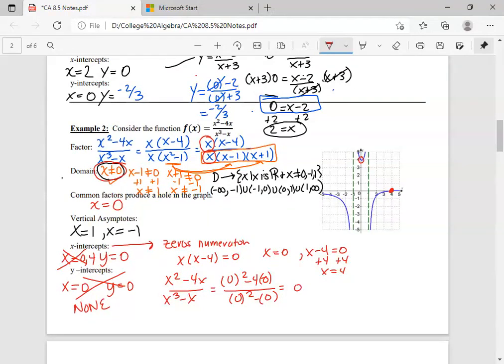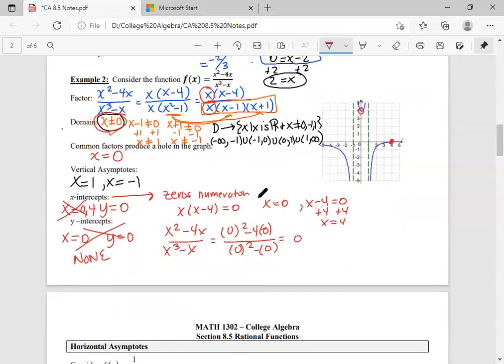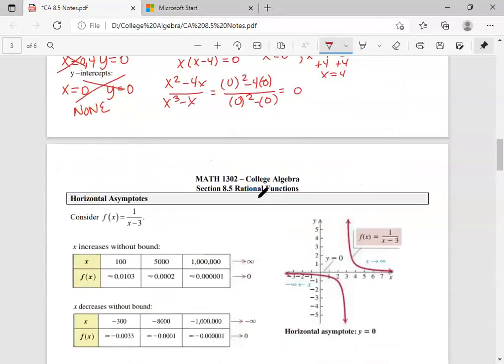You look at your zeros on the bottom, those are vertical asymptotes, unless something cancels out with the thing on the top, and then it's a hole. Does that make sense? Those are the two things we've done. And if it's a hole, it's not an intercept, it's a hole. You're done with that part. And we're going to keep talking about this a little bit more.